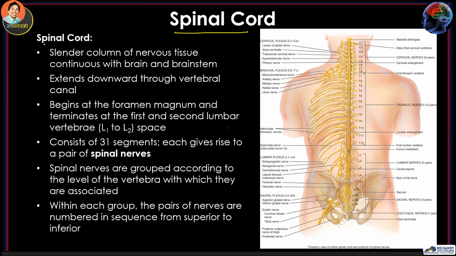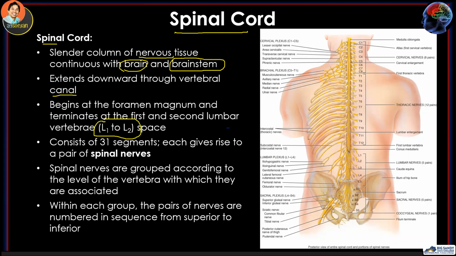So the spinal cord is a slender column of nervous tissue, and it is a continuation of the brain. Okay, remember the last part of the brain is the brainstem, and the spinal cord continues from this brainstem. It extends downward through the vertebral canal, and it stops at lumbar vertebrae, between number 1 and number 2, L1 and L2.